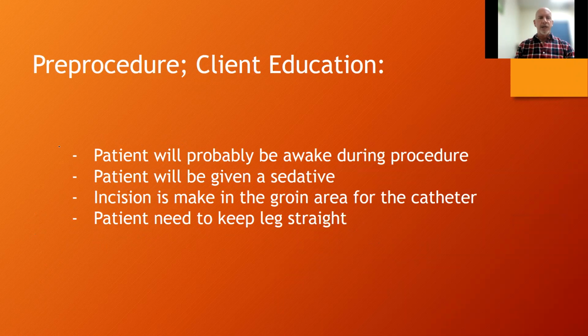Pre-procedure education, I kind of talked on this already. They'll be awake, given a sedative, and after an incision, a catheter is put into the groin area. It's important for the patient to remember to keep that leg straight. It's usually the right leg. I think it has to be the right leg because I think they're going into the inferior vena cava, into the heart.